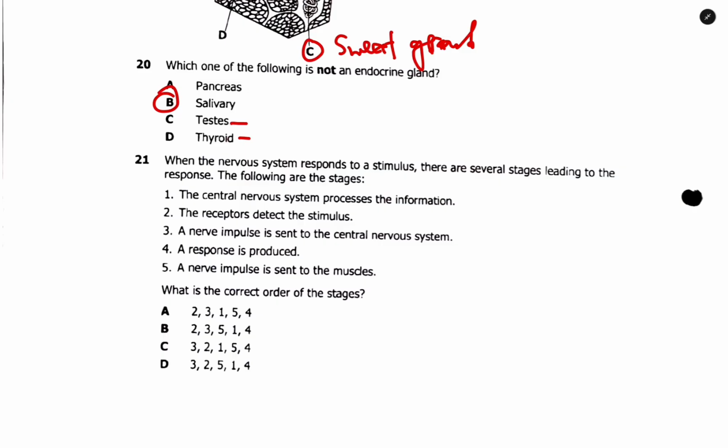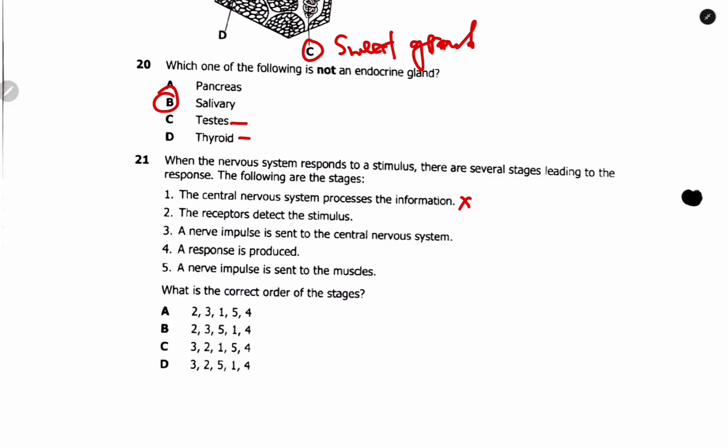Then question 21. When the nervous system responds to a stimulus, there are several stages leading to the response. So what are the stages by which the nervous system responds to stimuli? Okay, so a stimulus is just a change in the environment. It might be in the pressure, temperature, and all that. So now, these are the stages that we are looking at. 1, the central nervous system processes the information. Does it process the information first? Of course, it doesn't. So this one is not the first part.